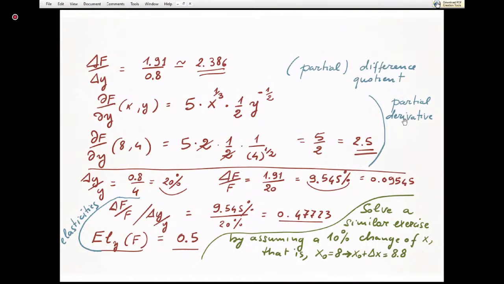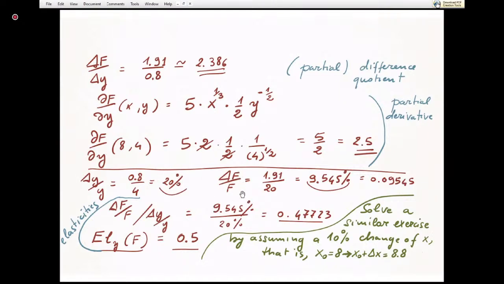So basically, the partial difference quotient and partial derivative have the same nature. They measure the same effect. One is a point measure, the other is a discrete measure. Now, what is this quantity? Delta y over y. Delta y is the change of the amount of the second input factor. It has changed by 0.8. It was at the initial level 4. It has increased by 20%.